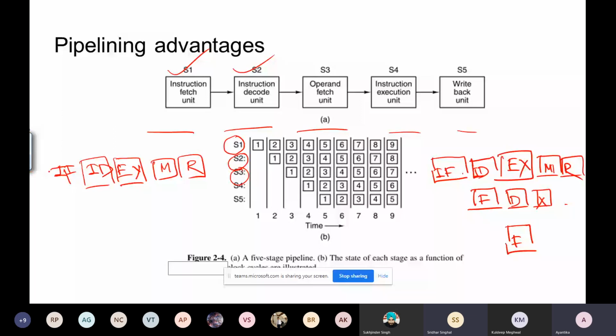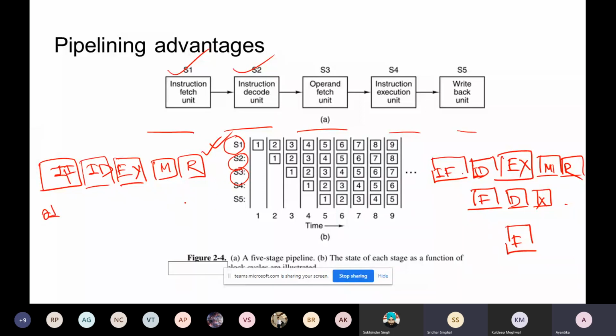This is for one instruction, a single instruction. For each instruction we have to do these 5 stages. So initially, when there was no pipeline, the disadvantage was that we have to wait till this 5th stage is completed. Then only can we start the next instruction again.